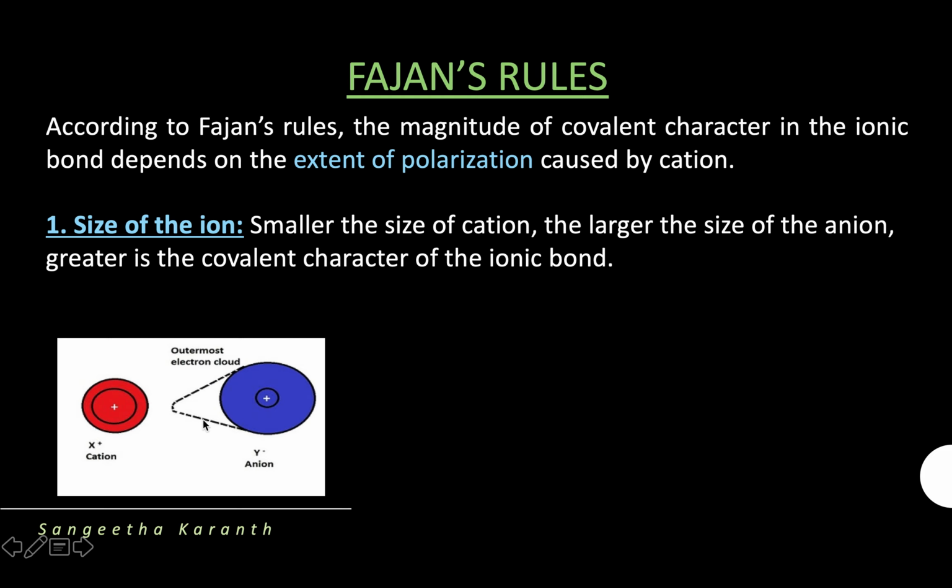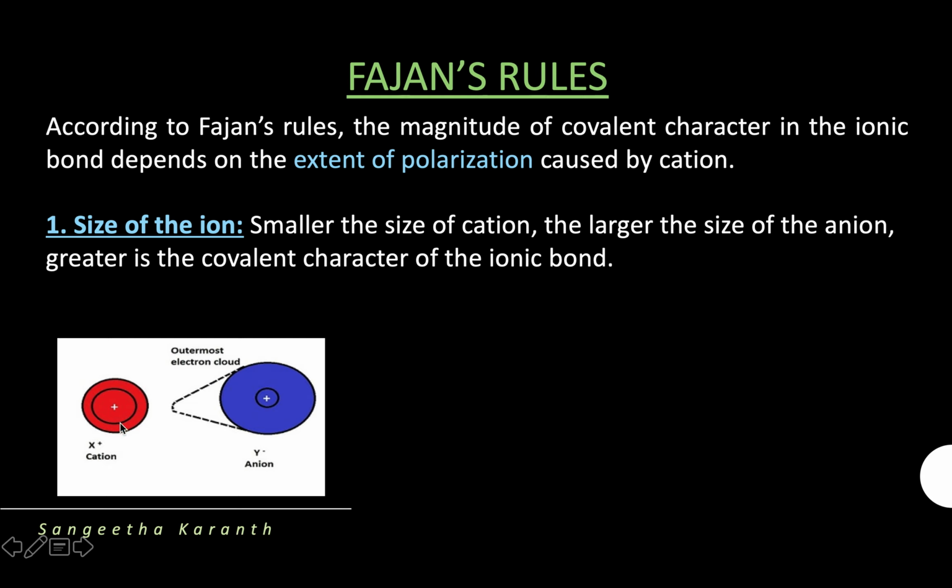So if there is polarization of the anion, we say that although it is an ionic bond, there is some covalent character. This covalent character arises because of polarization of the anion. Okay, so which are the factors that affect this polarization? First factor is size of the ion. If the cation is very small and the anion is very large, then the polarization is very effective. Because if the anion is large, the electron cloud will be easily available for polarization.